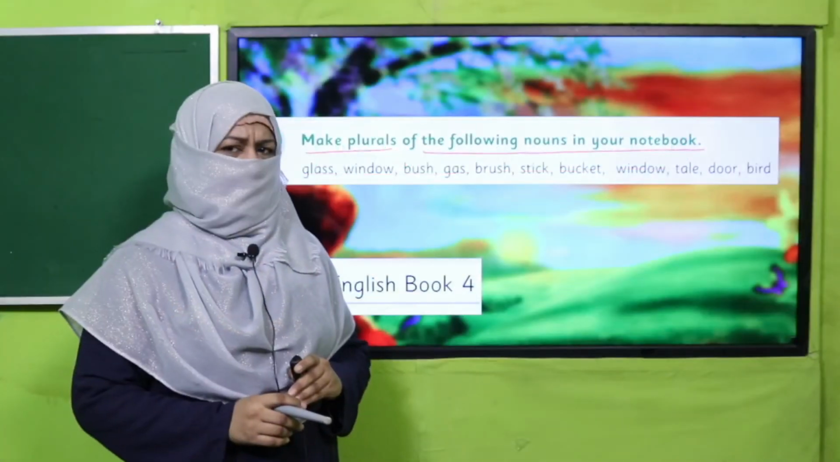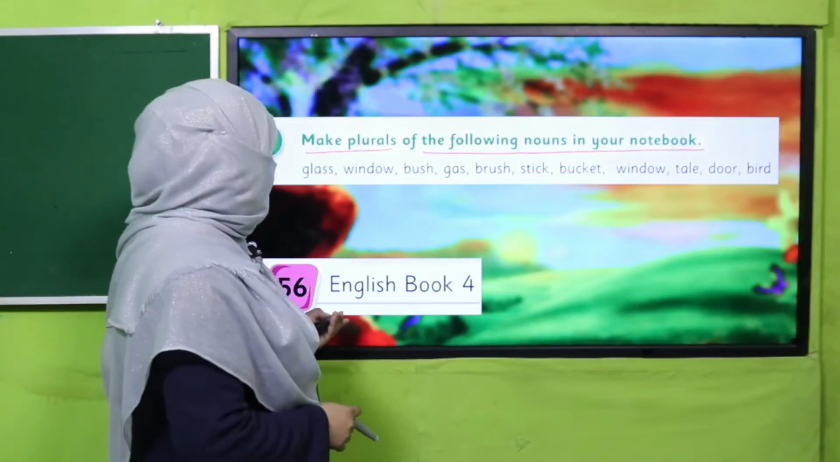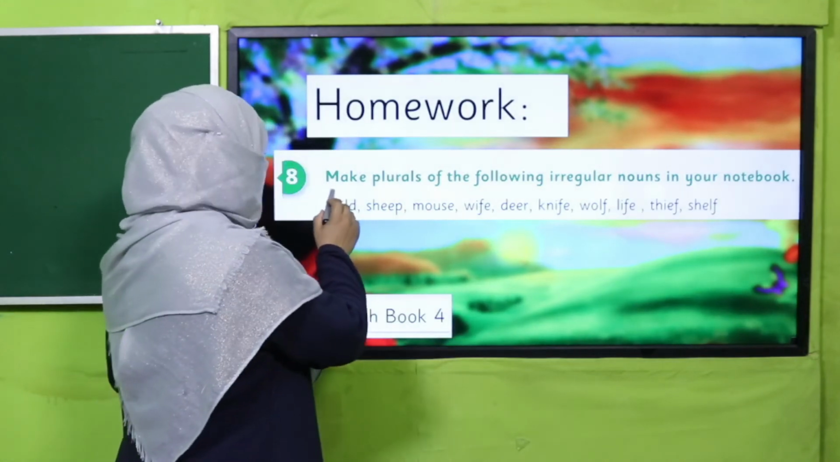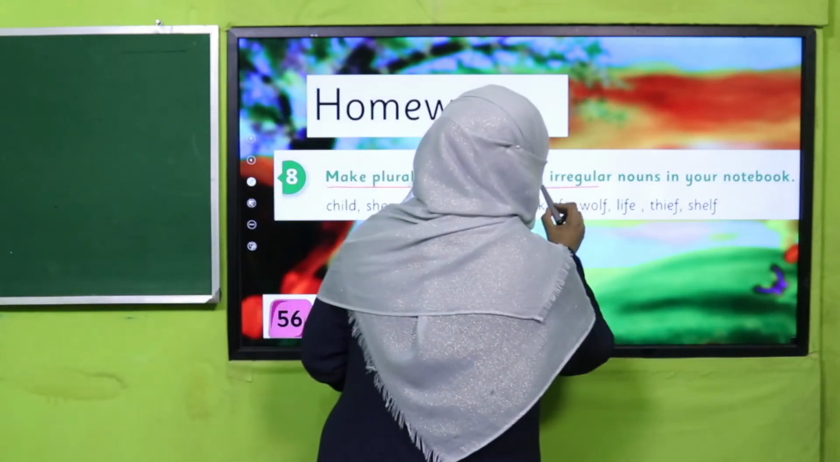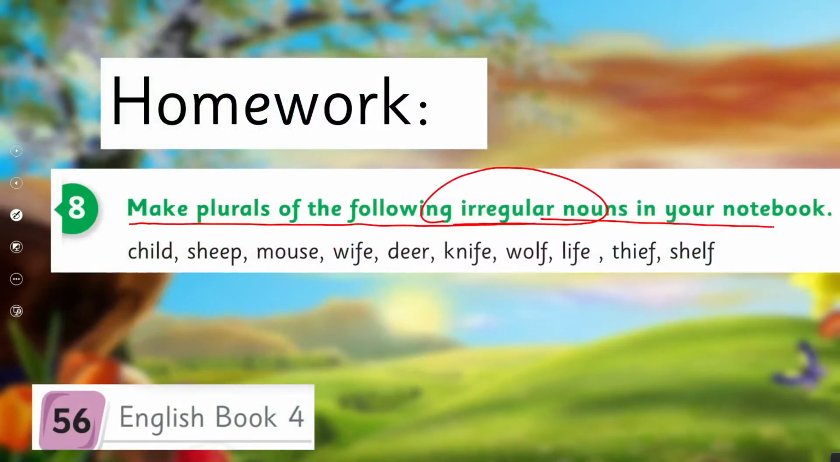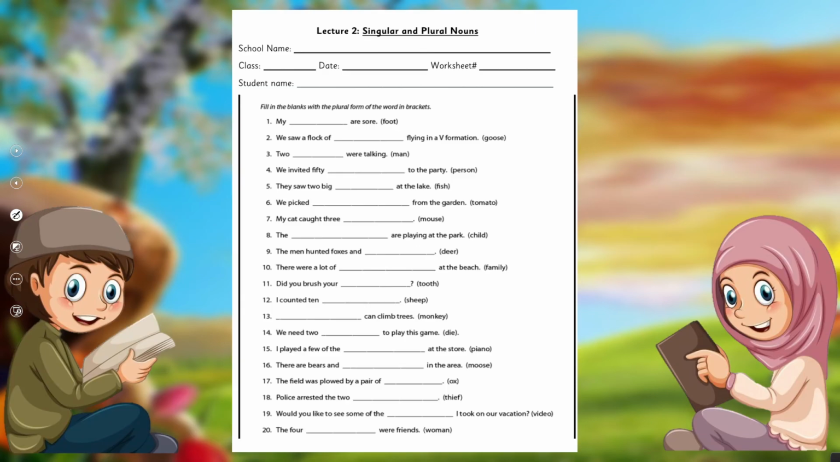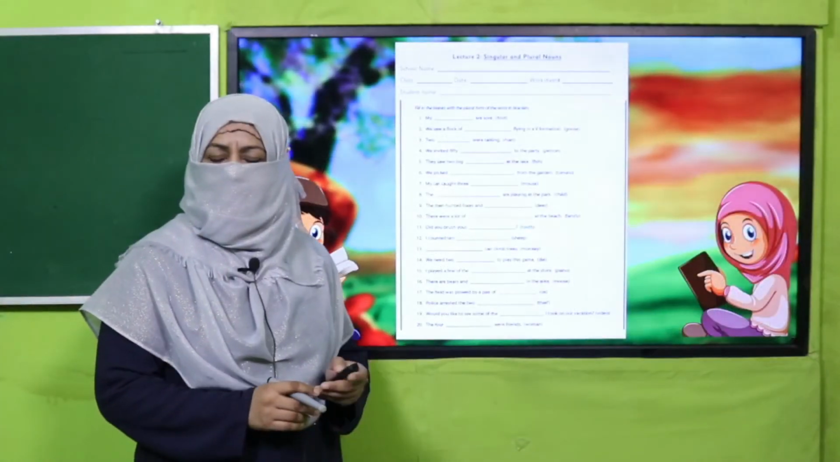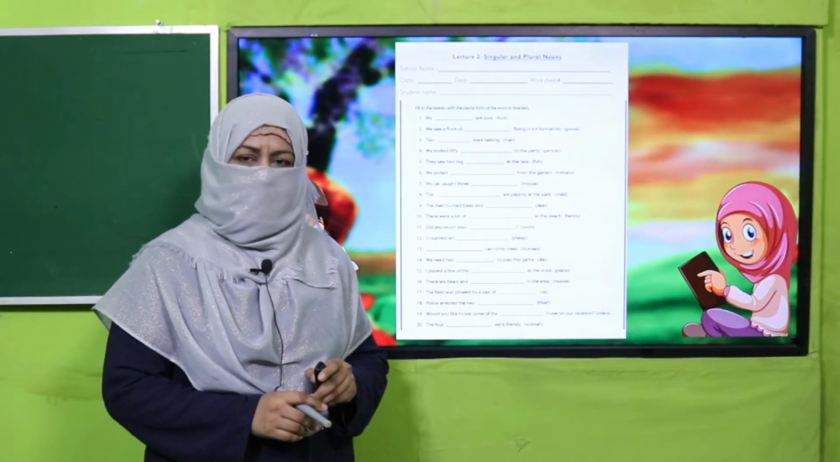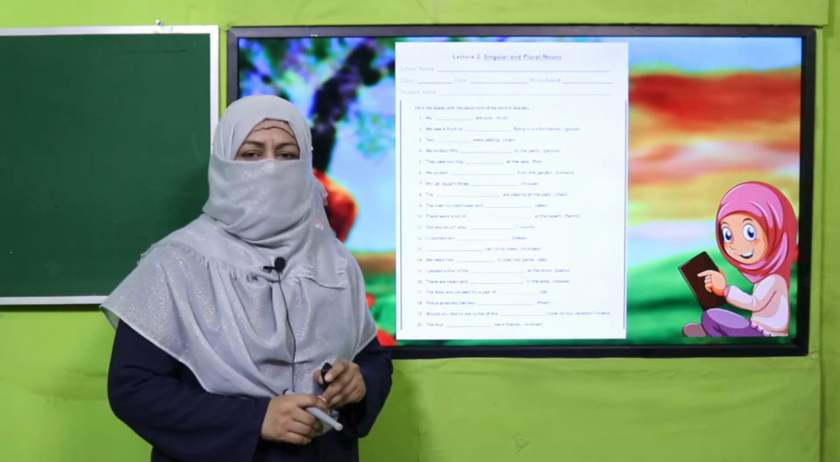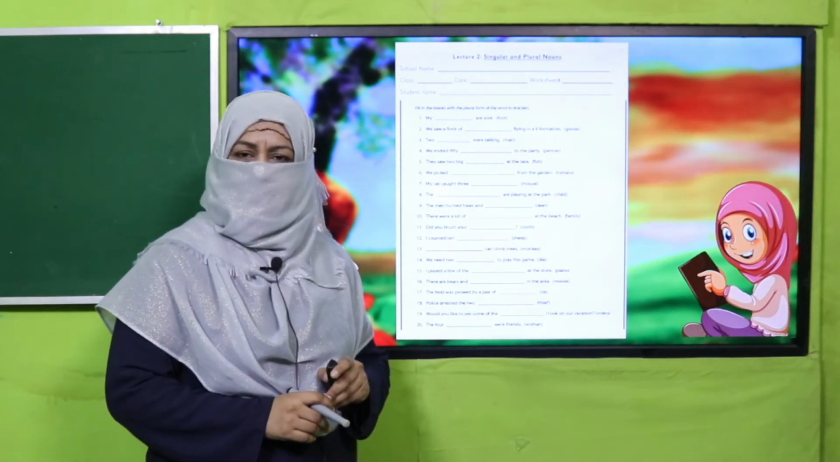Yes, my dear children, are you done with it? Good job, you are smart. Now it's time for your homework. You will make plurals of the following irregular nouns in your notebook. So this is a list of irregular nouns. You will write their plurals in your homework. And here is a worksheet. My dear fellow teachers, this worksheet, lesson plan, and PowerPoint presentation links are given. You may click it, download it and kindly provide a printed worksheet to students for practice.